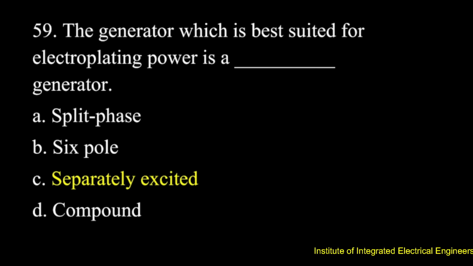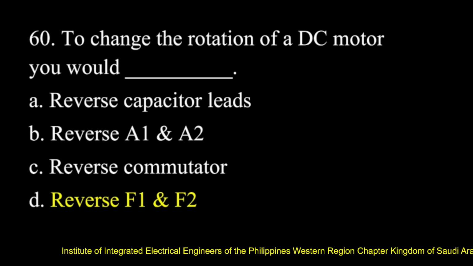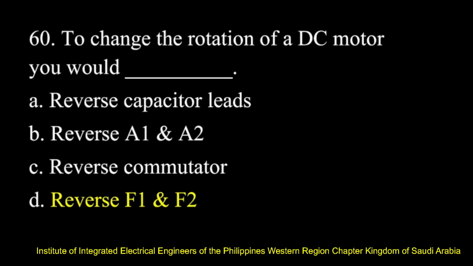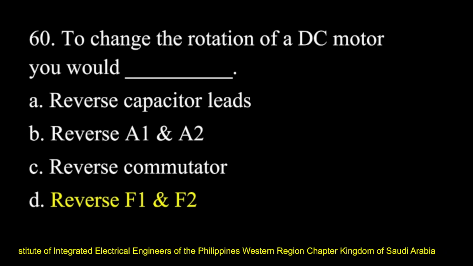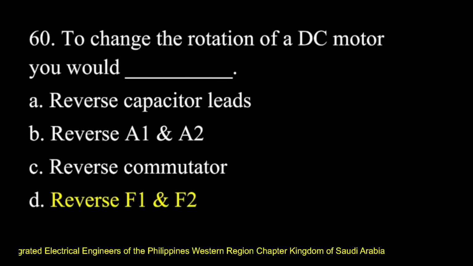The generator which is best suited for electroplating power is a blank generator. A. Split phase. B. 6-pole. C. Separately excited. D. Compound. To change the rotation of a DC motor, you would blank. A. Reverse capacitor leads. B. Reverse A1 and A2. C. Reverse commutator. D. Reverse F1 and F2.